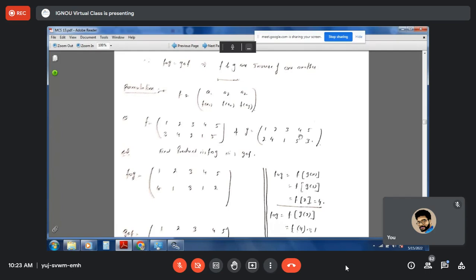See one thing here. The pre-images are always the same. 1, 2, 3, 4, 5. They will always be the same.